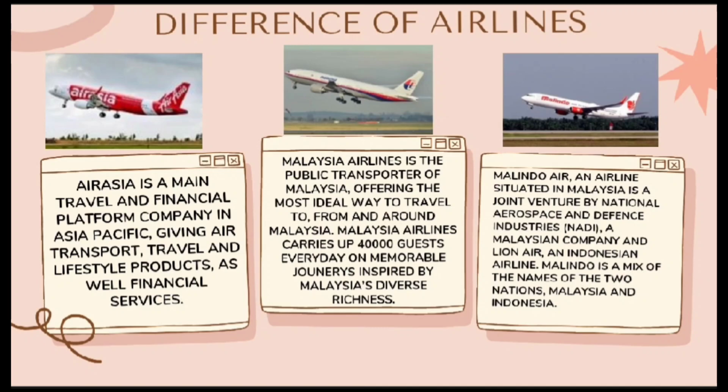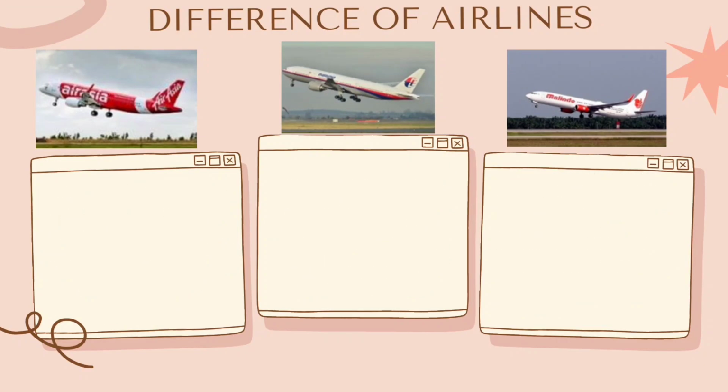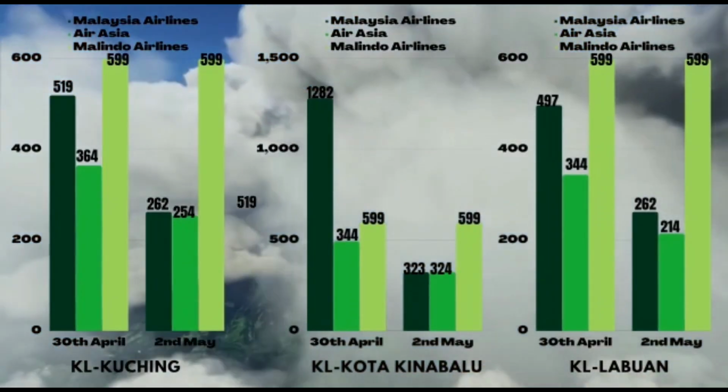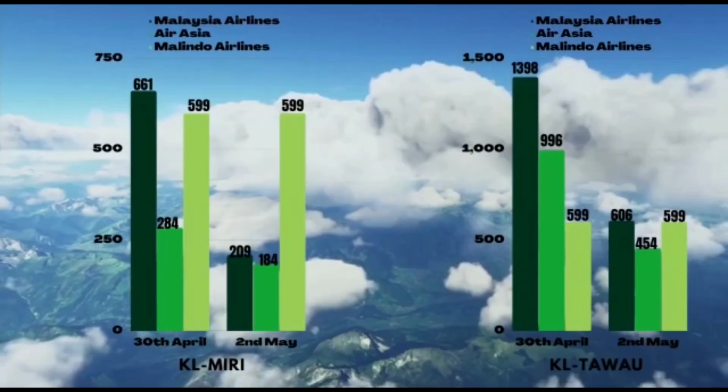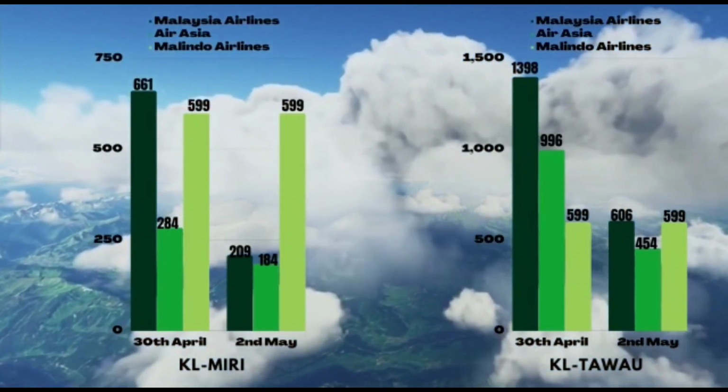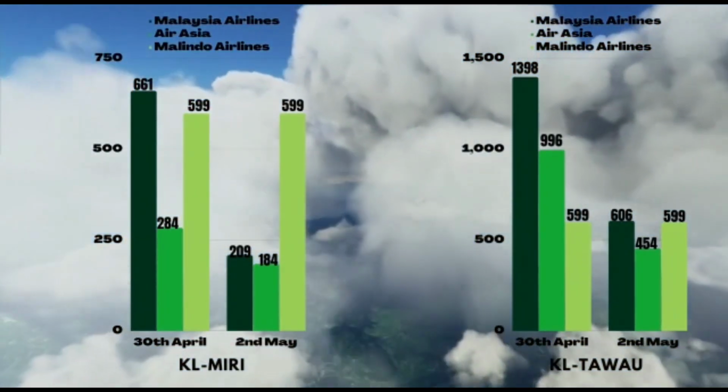Malindo Air. Malindo Air, an airline situated in Malaysia, is a joint venture by National Aerospace and Defence Industries, a Malaysian company, and Lion Air, an Indonesian airline. Malindo is a mix of the names of the two nations, Malaysia and Indonesia. This shows the flight ticket prices. Each airline offers a different price for each destination. It also shows the difference of ticket prices between 13 April and 2nd May.